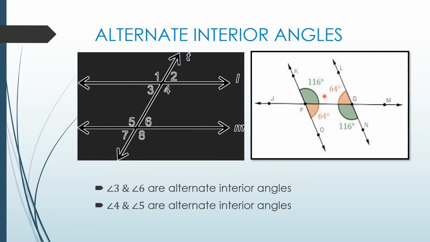Alternate interior angles have the same measure. Here you can see that angle OFG and angle LGF are alternate interior angles. So their measure is the same. And KFG and NGF are alternate interior angles. So their measure is equal.